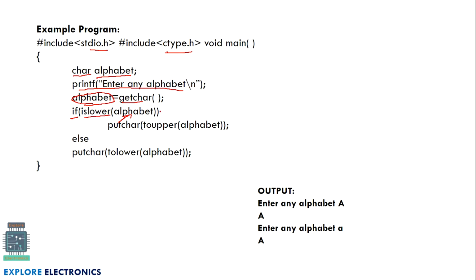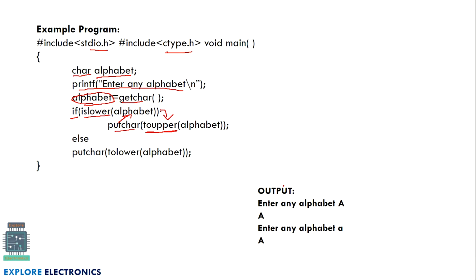If it is lower, this condition will be satisfied and it will come inside and execute this. Here, using putchar, we are displaying the output but in uppercase. To convert the entered value into uppercase, we are using toupper.